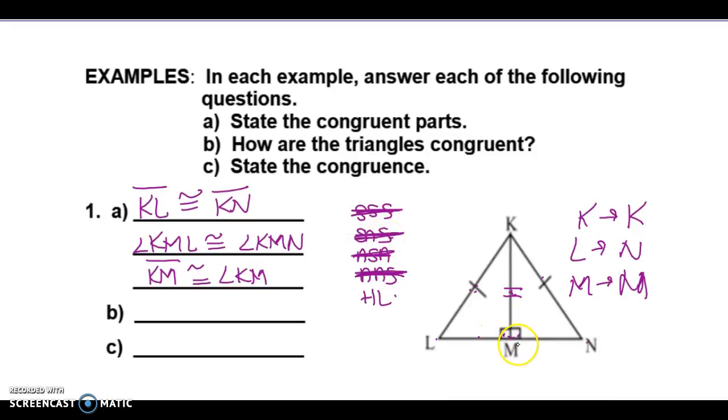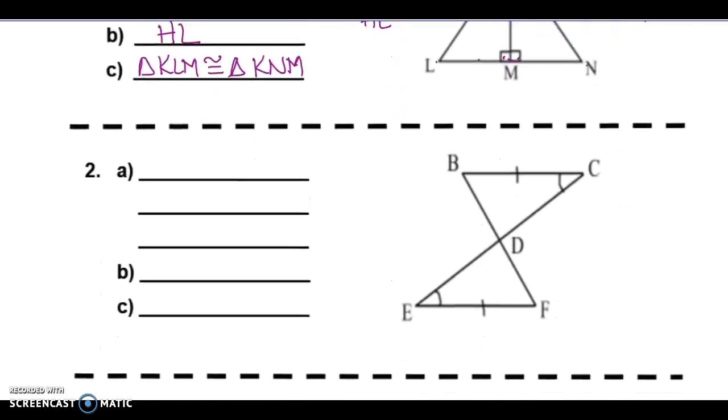So let's look at hypotenuse leg. Since these are right triangles, okay, I know that the two hypotenuses are congruent to each other. And then this is a leg, the side that's not a hypotenuse, that's congruent to itself. So we know it can be congruent by hypotenuse leg. And then I have to do the congruence statement. So I would say triangle KLM is congruent to triangle KNM. Okay, let's look at our next example.